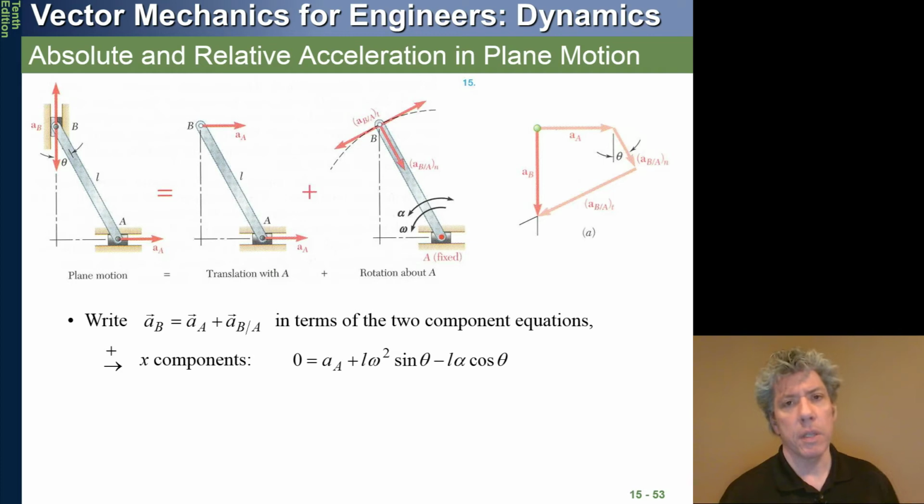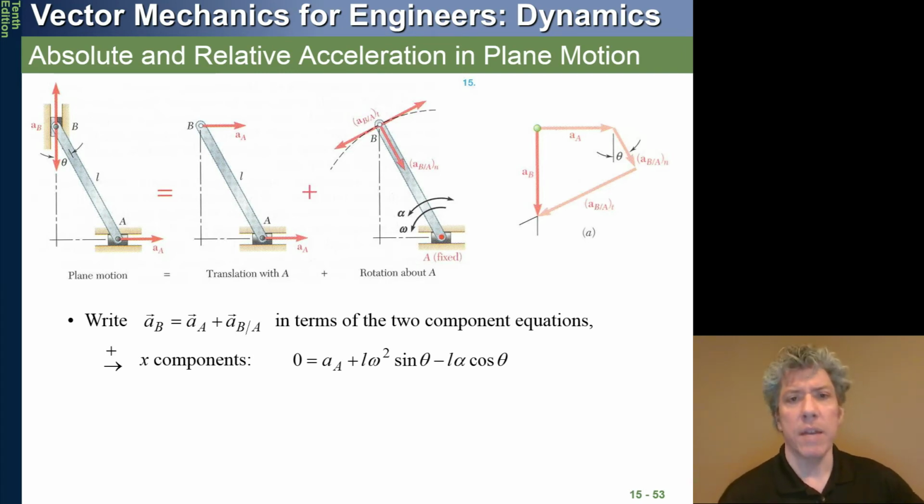Remember that the normal acceleration can be written as v squared, the tangential velocity, over the radius of curvature, which is the distance between A and B in this case, or it can be written as that length multiplied by the angular speed squared. And so that's where this L omega squared comes from.